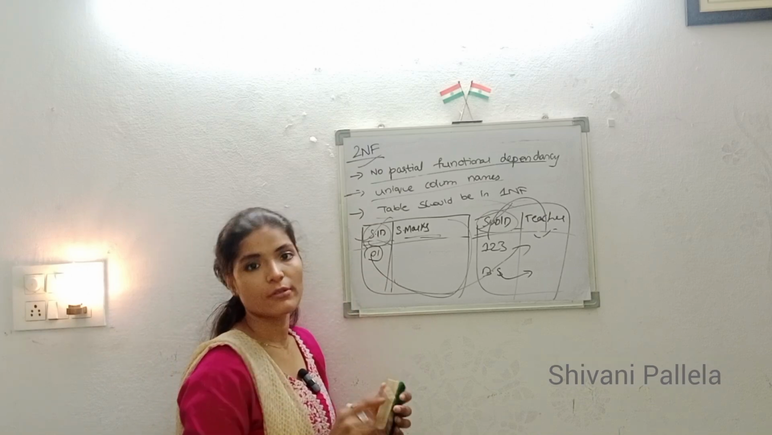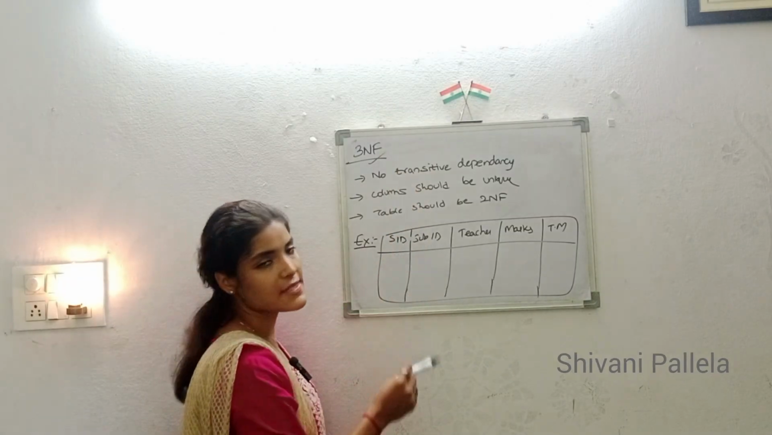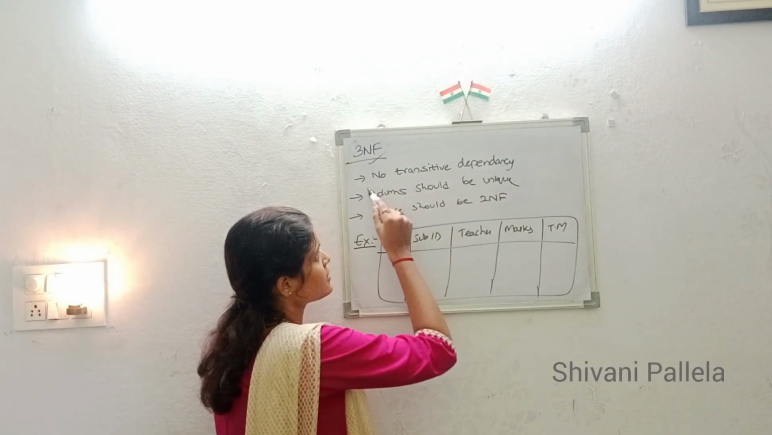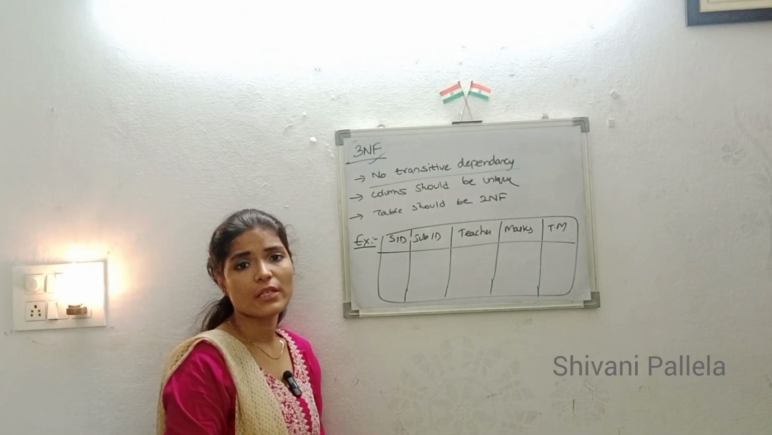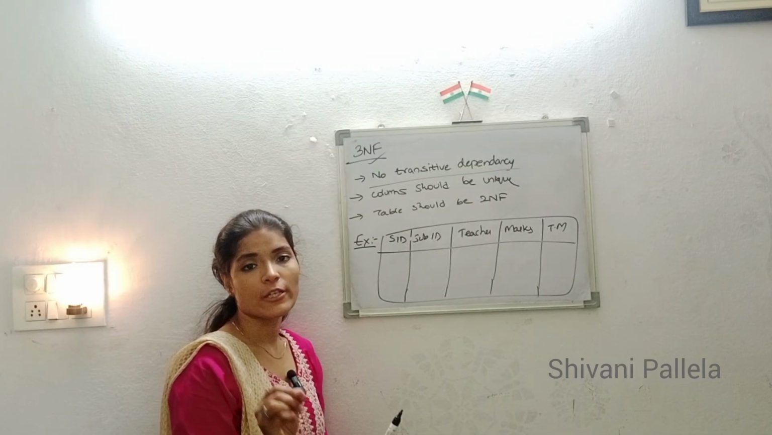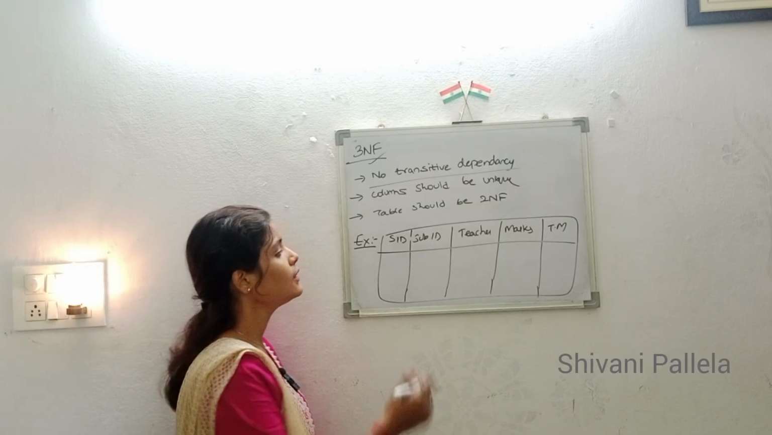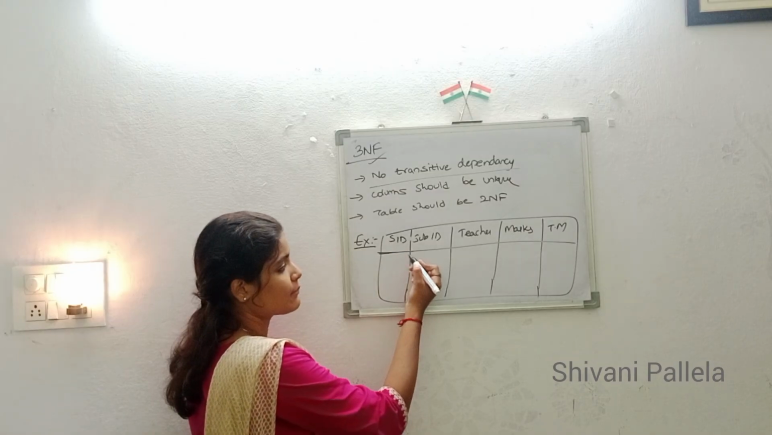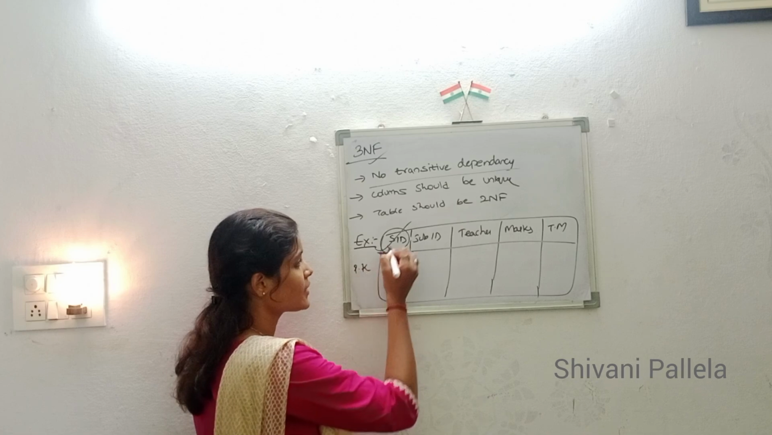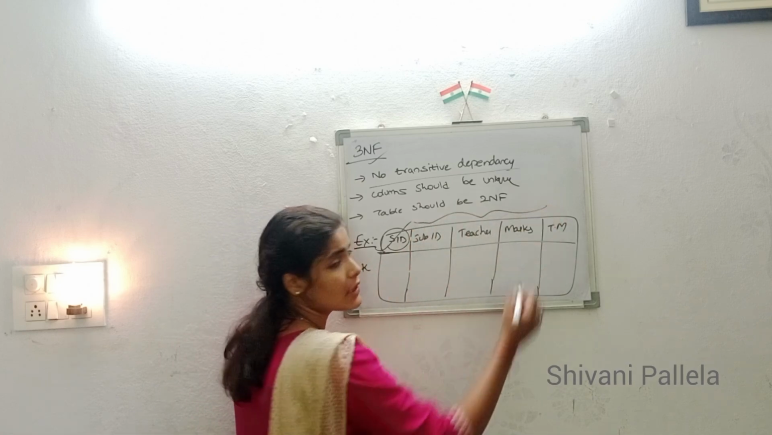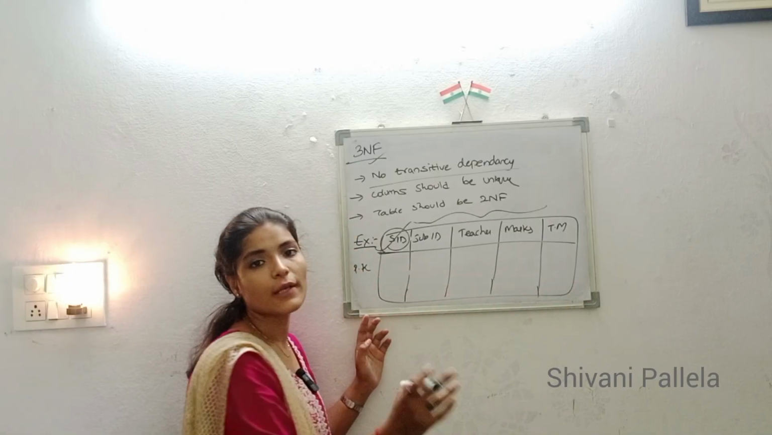Now we will discuss the third normal form. Students, third normal form has some rules. There should be no transitive dependency. What is meant by transitive dependency is that a non-key attribute should not depend on another non-key attribute. For example, here I have taken one small table, the previous table only. Here student ID is a primary key and all the remaining columns are non-key attributes.